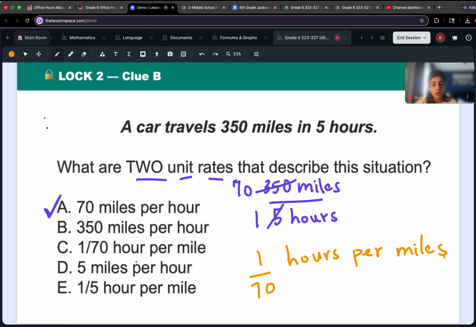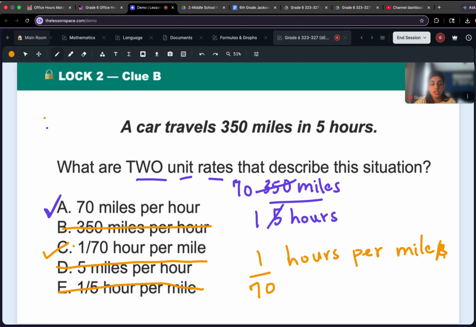Now we'll see which option says 1 over 70 hours per mile. Not miles, mile. The very first option is also correct, 70 miles per hour. We already discussed this. 350 miles per hour cannot be true because 350 miles were being covered in 5 hours, not in 1 hour, right? 1 over 70 hour per mile is also correct because we just inverted it, and this is also a unit rate that can be considered. 5 miles per hour is not the right option. In the same way, 1 over 5 hour per mile is also not the right option.